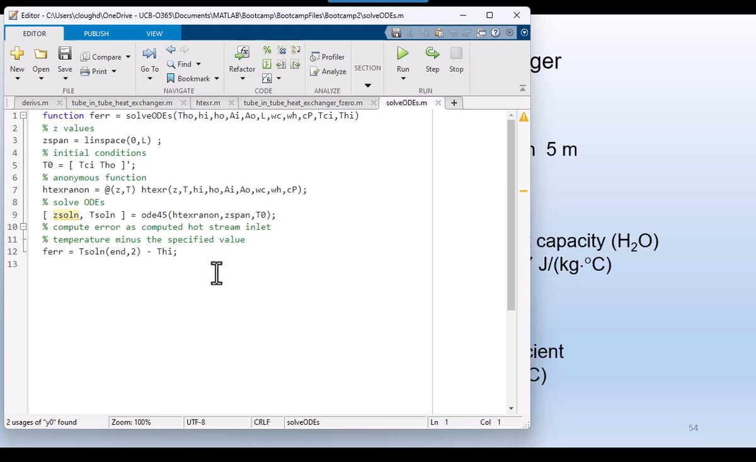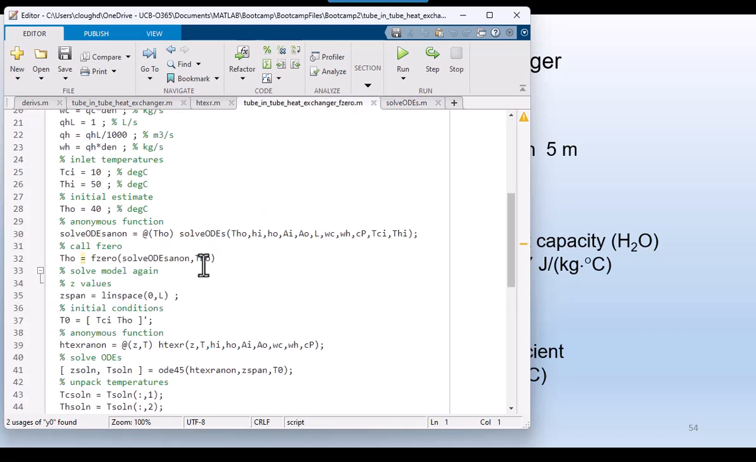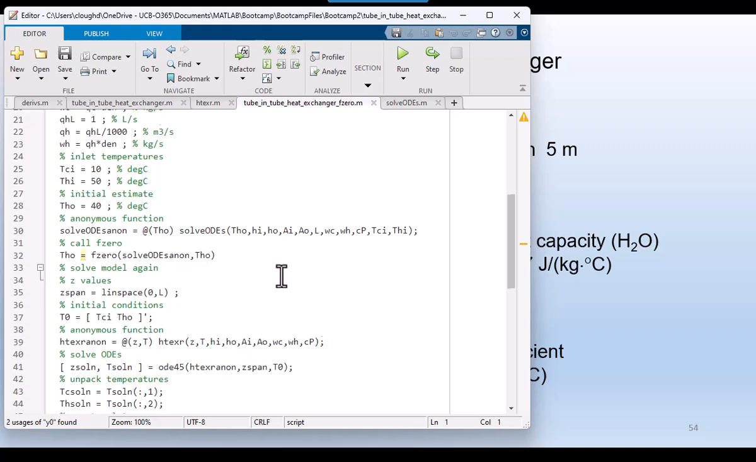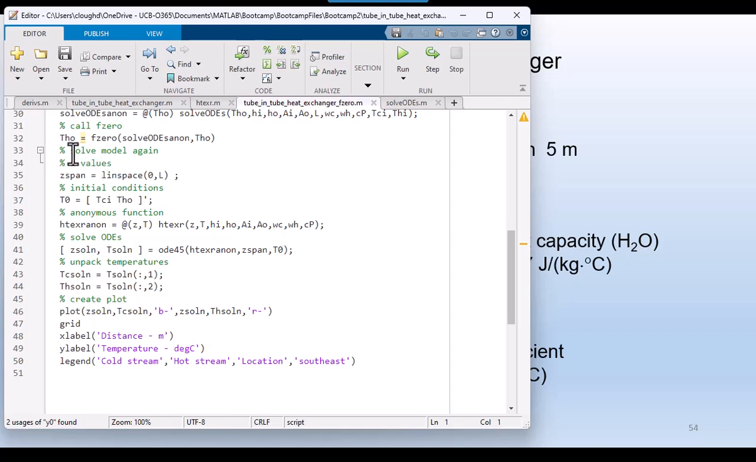So what we will do is come back over here and see what happens as we go down here. It solves for this, all right? And then to complete the picture, now that we have the right value of TH0, we go through and solve the equations again here to get the correct profiles, unpack the solutions, and create a plot, all right? So that's how we go about doing this.